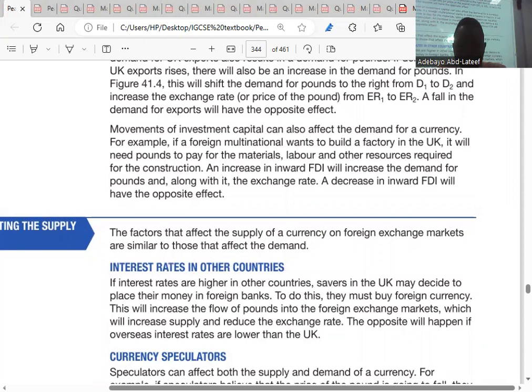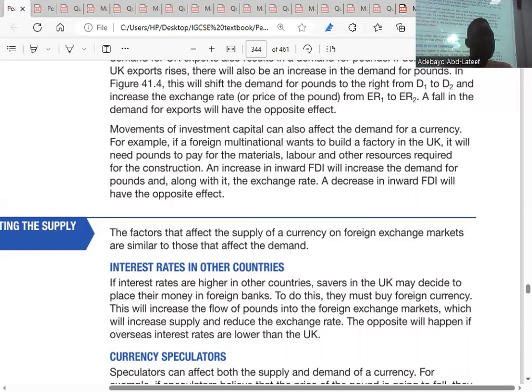Movement of investment capital can also affect the demand for a currency. For example, if a foreign multinational wants to build a factory in the UK, it will need the pounds to pay for the materials, labor, and other resources required for the construction. An increase in inward FDI, that's foreign direct investment, will increase the demand for pounds, and along with it, the exchange rate. A decrease in inward FDI will have the opposite effect.